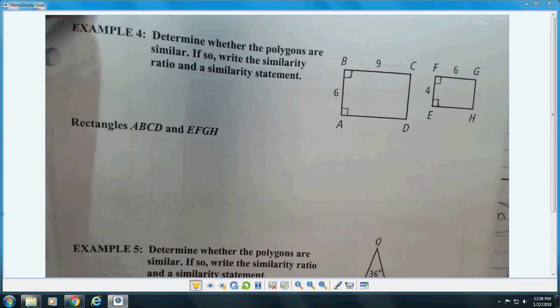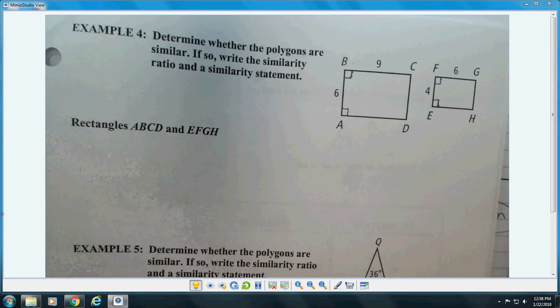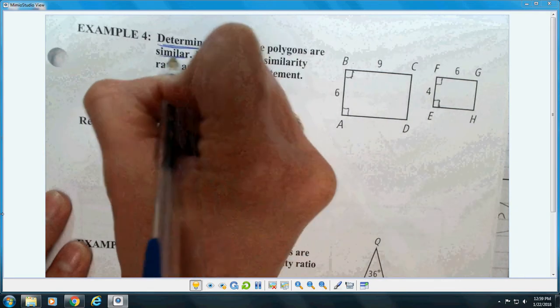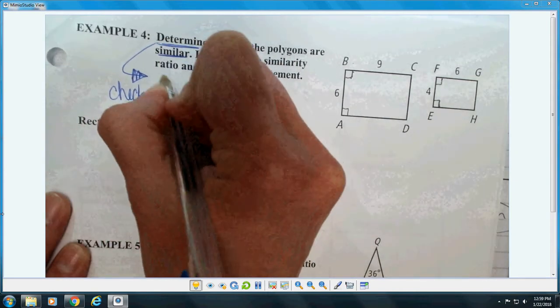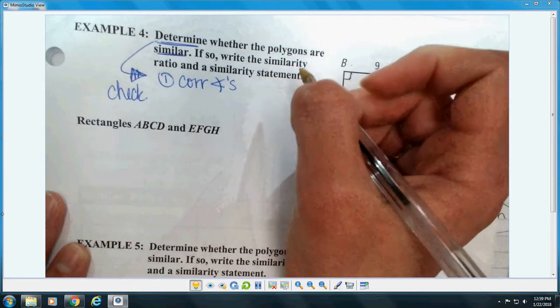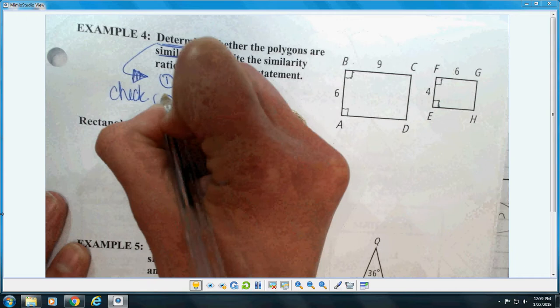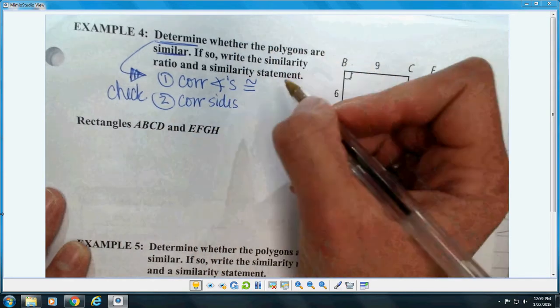All right, example 4 says, determine whether the polygons are similar. If so, write the similarity ratio and a similarity statement. If they are similar, I need to determine that. To be able to determine whether something is similar, there are a couple of things I need to check. I need to check, 1, that the corresponding angles are congruent. And 2, I need to check that the corresponding sides are proportional.